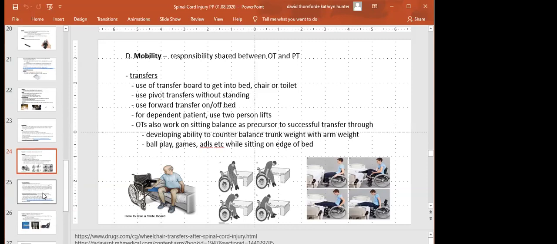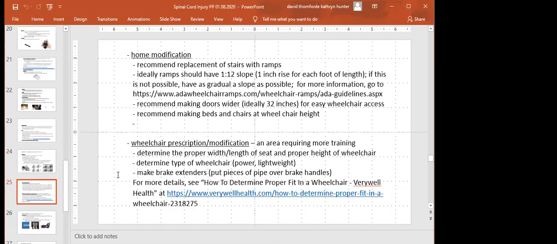Home modification. We talked about this a little bit when we talked about home activities. We talked about making beds and chairs at wheelchair height. But also it's very useful to replace stairs with a ramp. There are some very high-tech wheelchairs that can climb stairs, but they're very expensive.